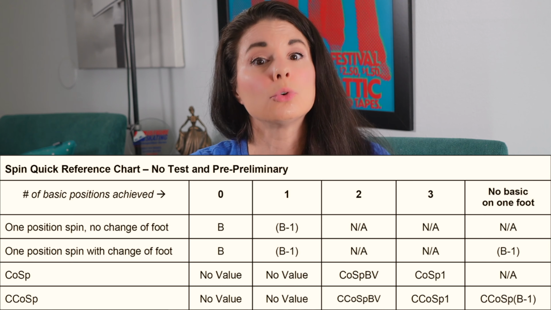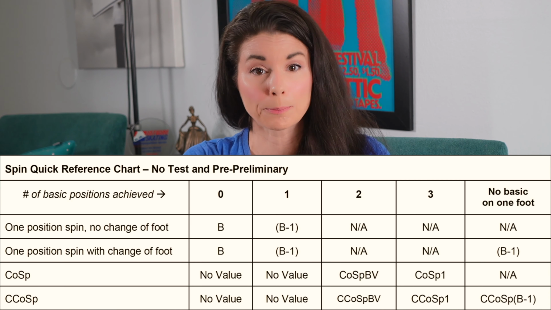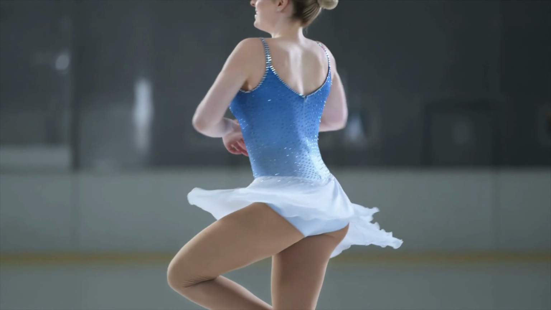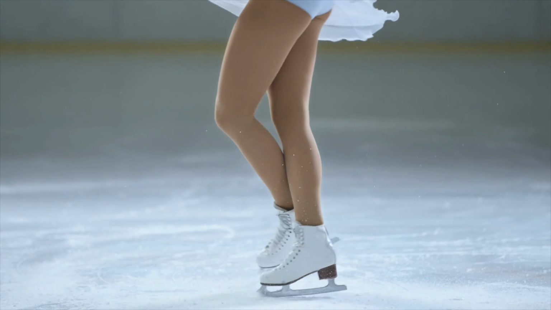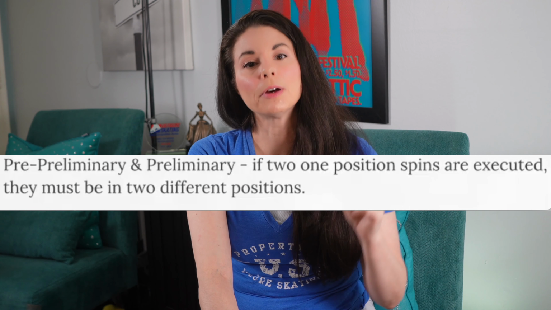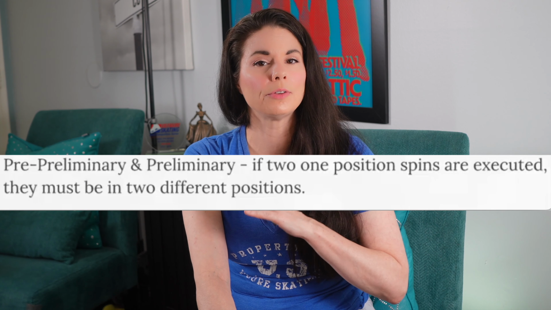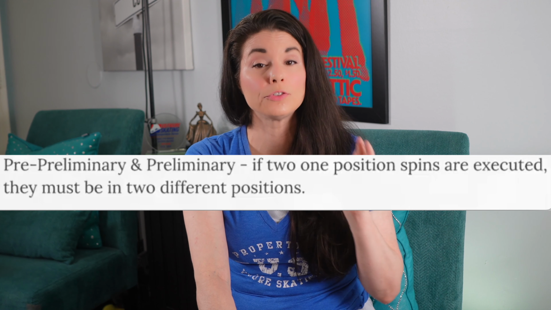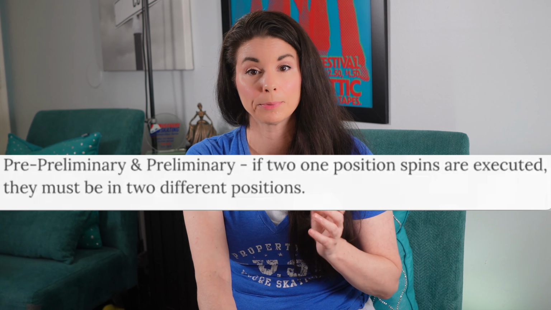In no test, the rule still applies that you could perform a forward upright and a backward upright. But in pre-preliminary and preliminary, they've changed this with the option to perform a combination spin. You must achieve 2 basic positions. You will receive no value on your combination spin if you do not have a minimum of 2 basic positions. Also, be mindful in pre-preliminary and preliminary. If you perform 2 combo spins, that second combo spin is a repeat. It's not going to count. In IJS, you will receive an asterisk when that happens.